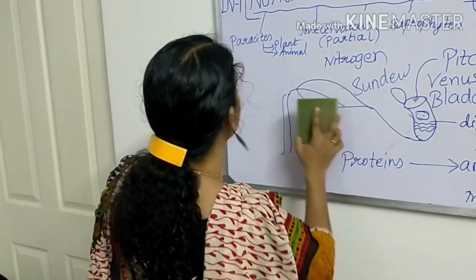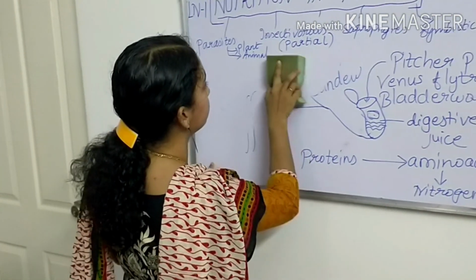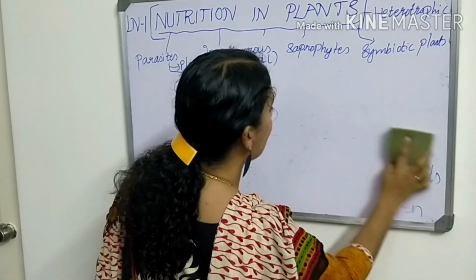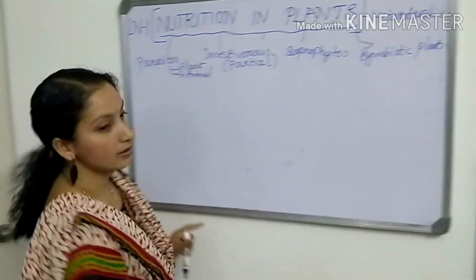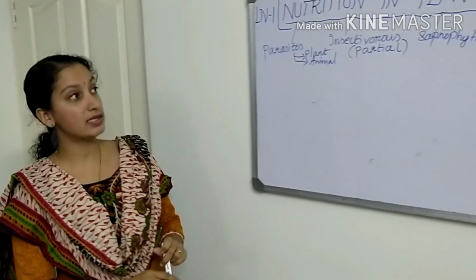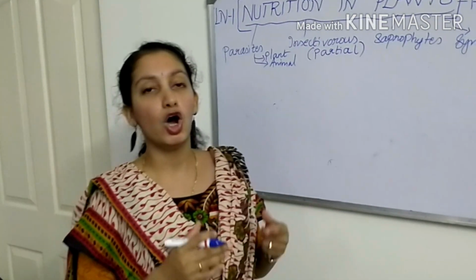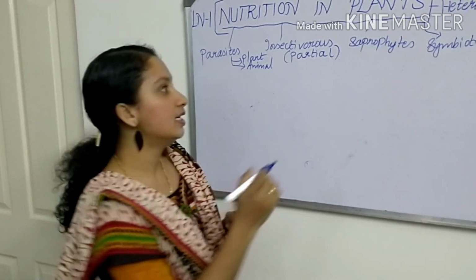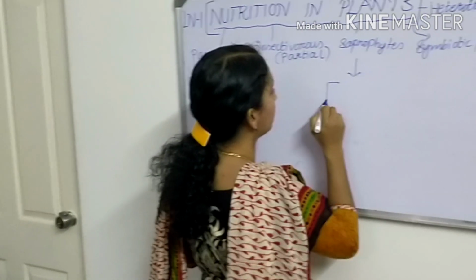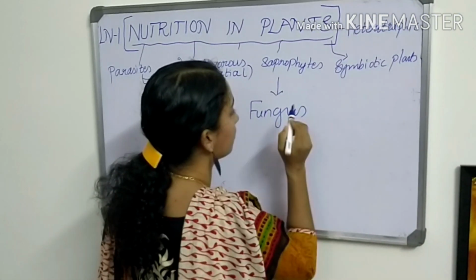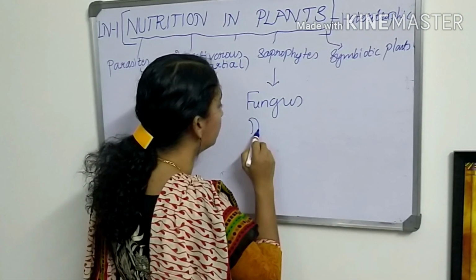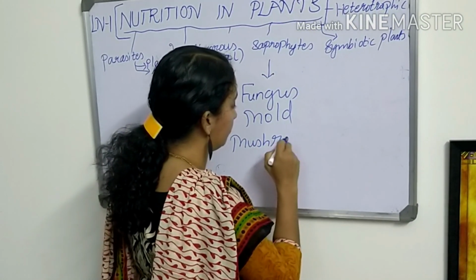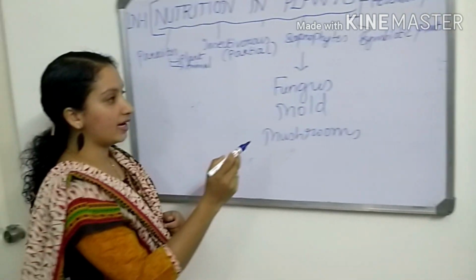Moving to the next one, saprophytes. So saprophytes are the type of plants which can grow on the dead decaying matter. So saprophytes normally we can call fungus, or we can call mold or mushrooms. All these are examples for saprophytes.